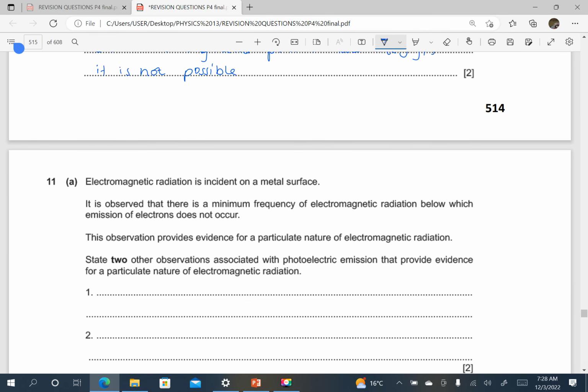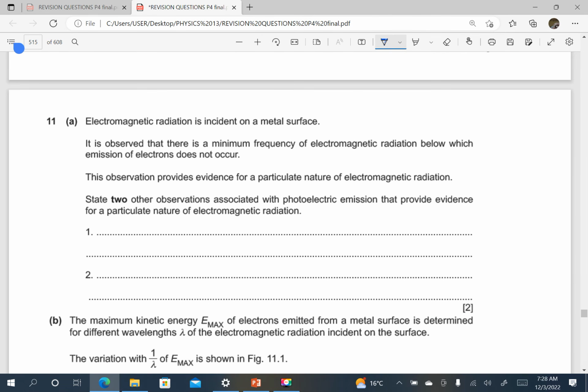We are on the last question. Electromagnetic radiation is incident on a metal surface. It is observed there is a minimum frequency below which emission does not occur, that is the threshold frequency. This observation provides evidence for the particulate nature of electromagnetic radiation. State two other observations associated with photoelectric emission that provide evidence for a particulate nature of electromagnetic radiation.